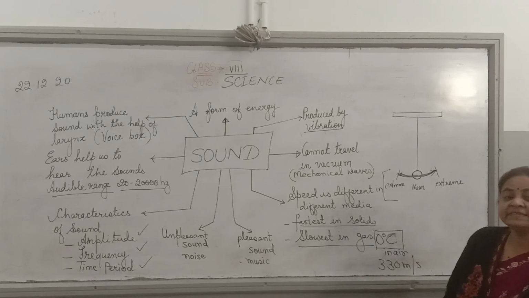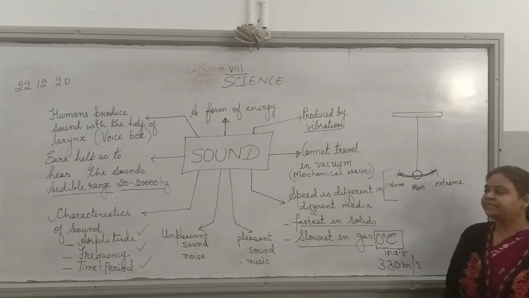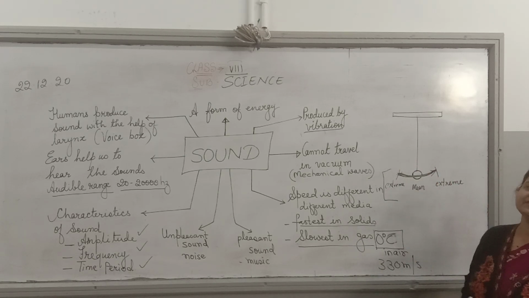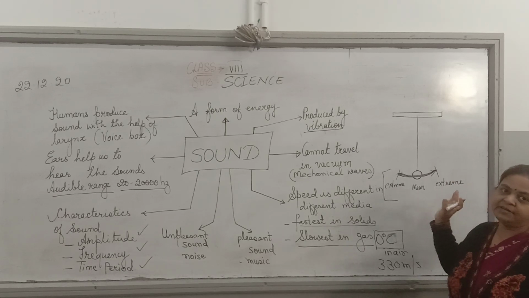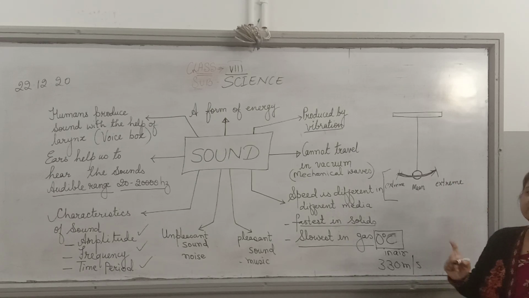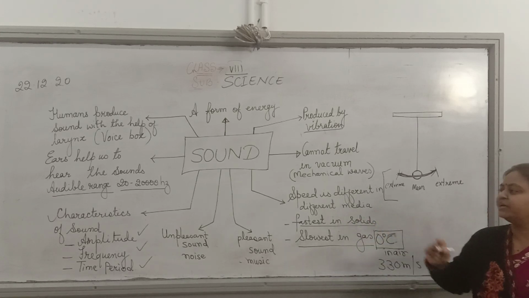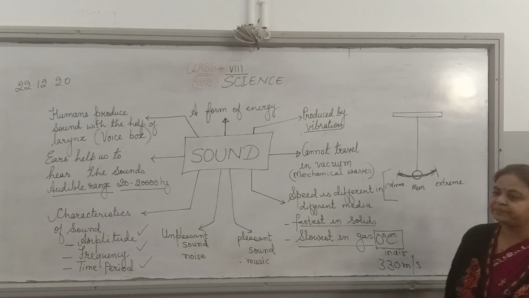And the last one is time period. Time taken to complete one oscillation, going from one extreme end to the other. Time taken to complete one oscillation is called time period. So these are the three important characteristics of sound.